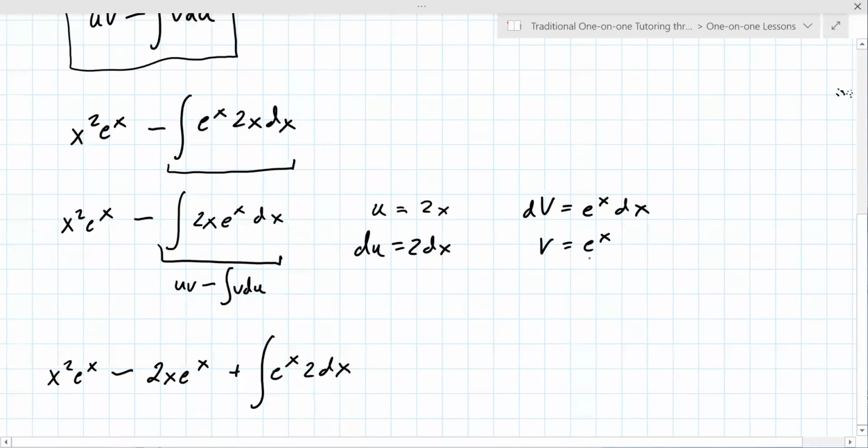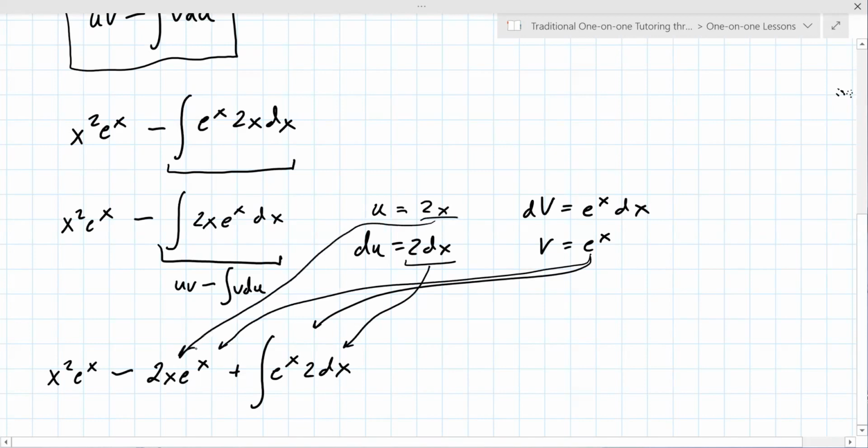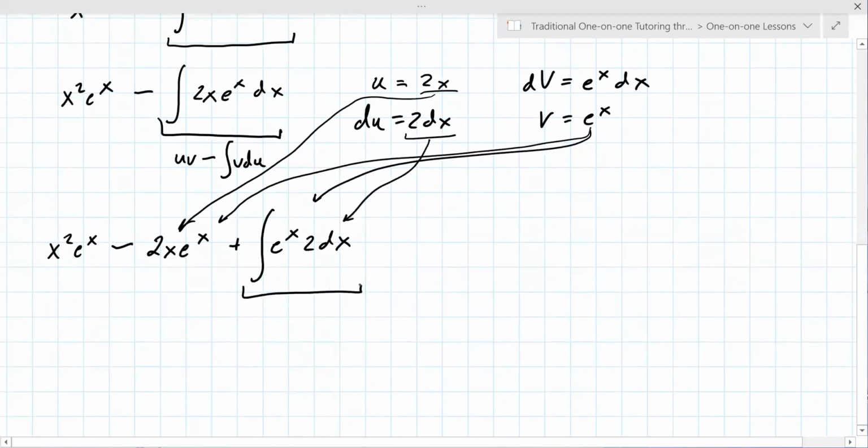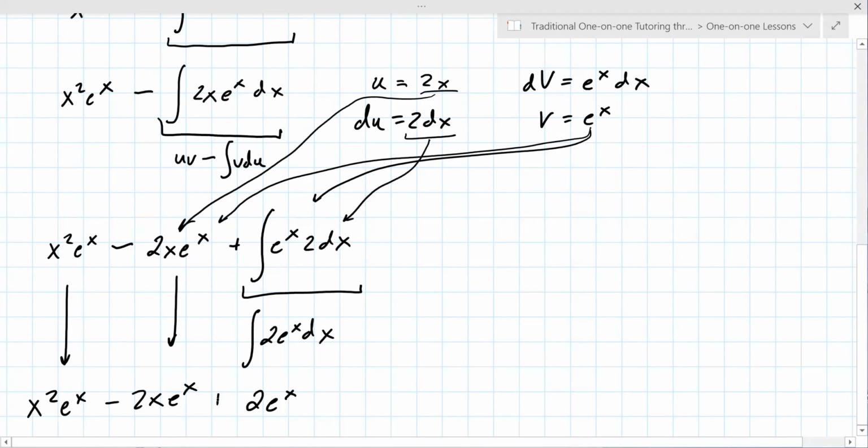So you're just piecing these together. You're almost done. This one is just a regular integral. It's the integral of 2 e to the x dx, which you're supposed to know by now. It's just 2 e to the x. And then you bring this other stuff down. So x squared e to the x minus 2x e to the x plus 2e to the x plus c. That's your final answer.